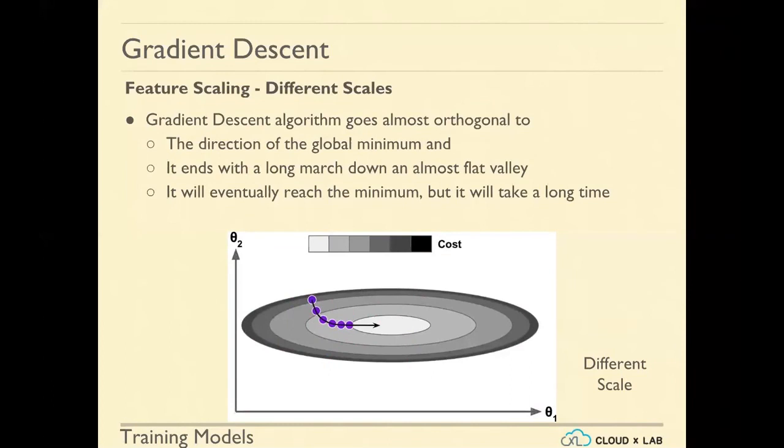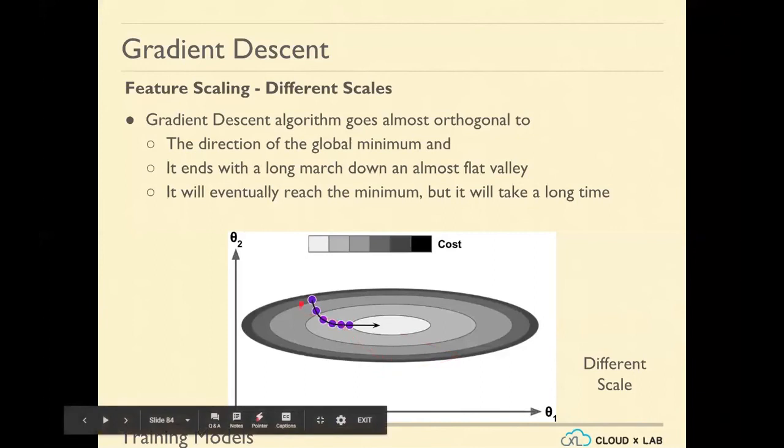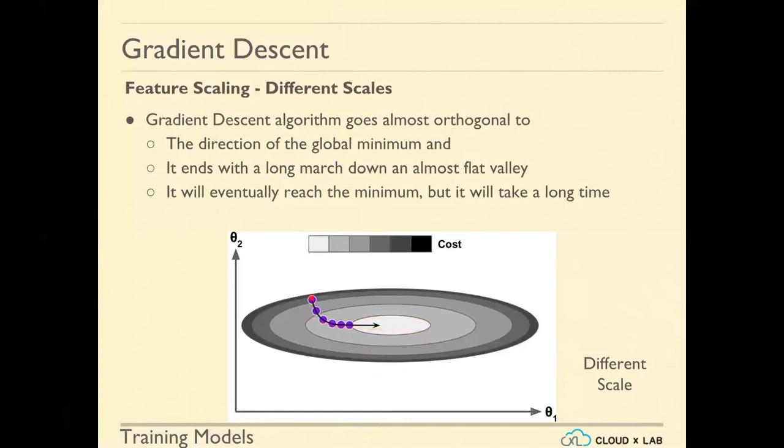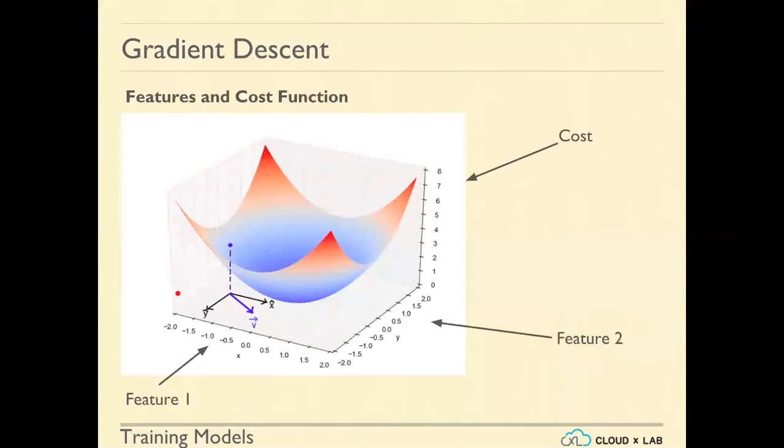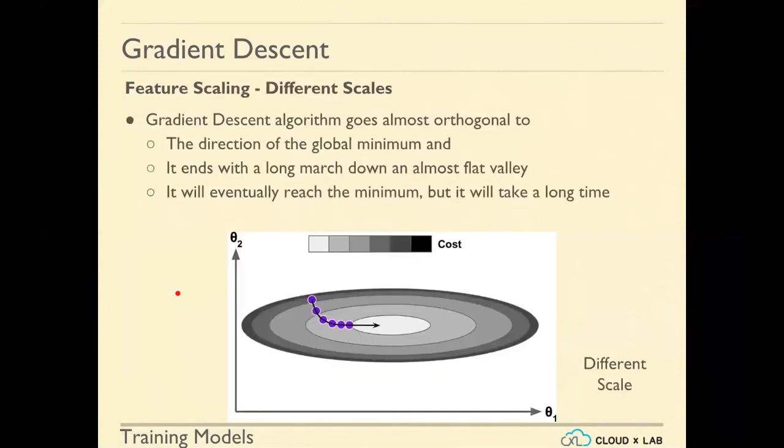So gradient descent algorithm goes almost orthogonal to the direction of global minimum. And so if we have something like this, a stretched out bowl, what will happen is instead of rolling down this side, we might roll down to this side and take a long time, right? So it's going to have a long march in case there is this kind of a bowl which is not uniform or circular or is not a perfect bowl in the y direction.